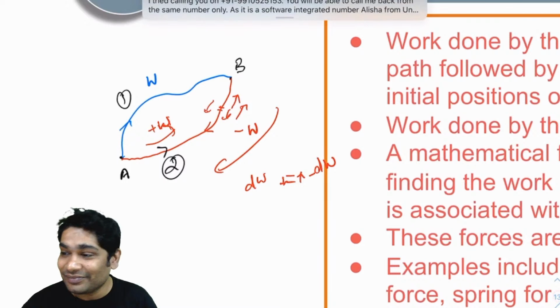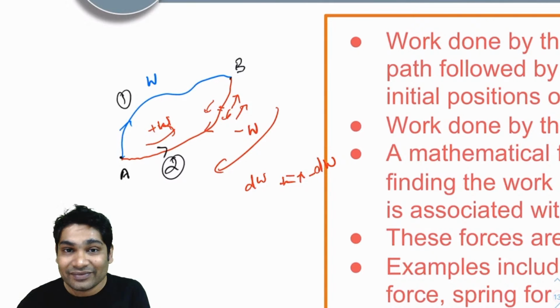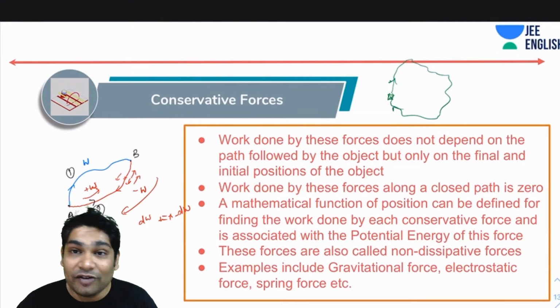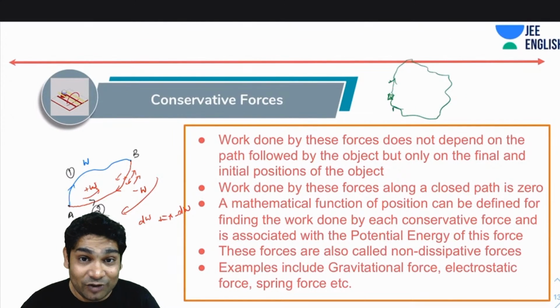Please let me know if you followed this logic. How we are proving that the work done would be independent of the path, using the fact that in a closed loop, the work done is 0.